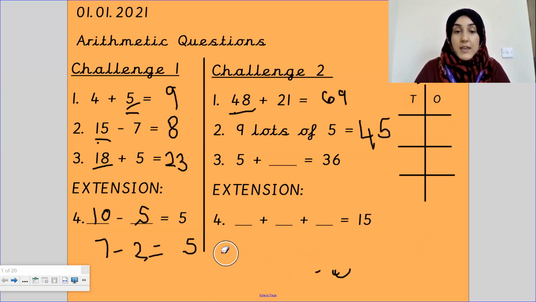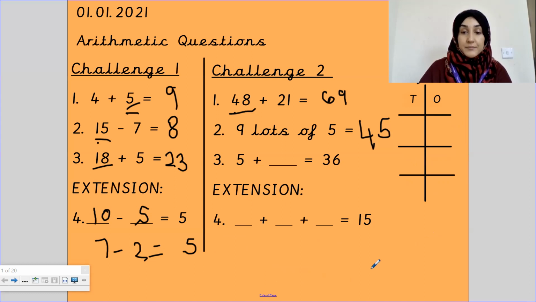Well done. Okay, the next question that we have is 5 add something equals 36. Now, there are 2 ways I could do this. I could start off with 5 and keep counting along all the way up to 36 to get my answer. Or we could do the inverse. We could take 5 away from 36 to give us our answer.